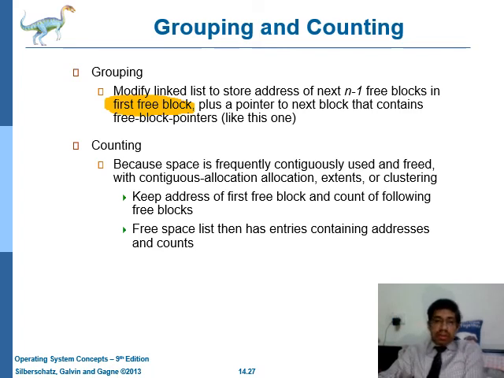In the counting method, because the space is frequently continuously used as well as freed with contiguous allocation or extent or clustering, the counting mechanism can also be used. The counting mechanism tends to keep the address of the first free block, and along with that also counts the remaining free blocks following the first free block. Okay, the free space list will generally have entries that contain the addresses as well as counts. So addresses and counts, both fields of information are managed in the free space implementation.